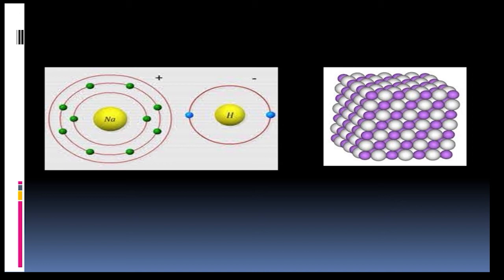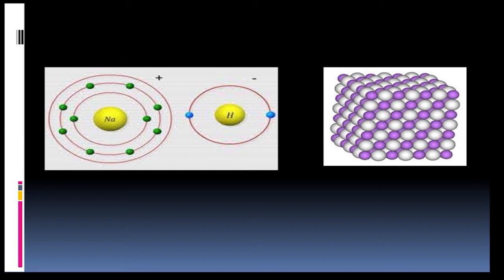On the left side you can see the electronic configuration of the sodium cation. The configuration shows 2 electrons present in the K shell and 8 electrons present in the L shell. One electron, the valence electron of the outermost shell, is lost by sodium, so sodium has converted into the sodium cation. Beside it, you can see H, the yellow colored ball, having only one shell, that is the K shell.